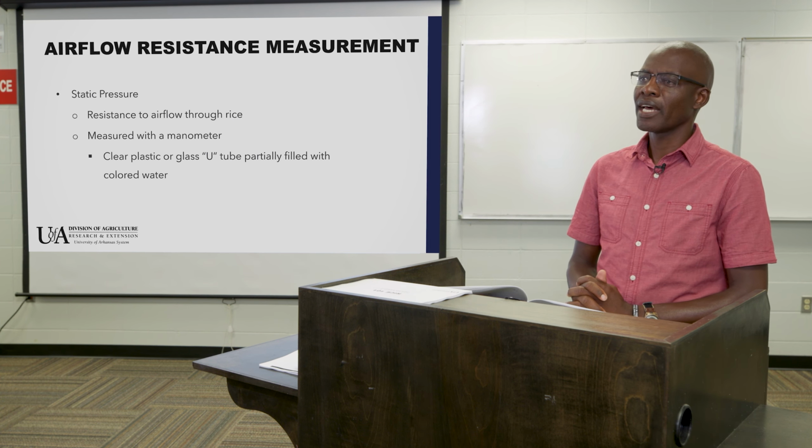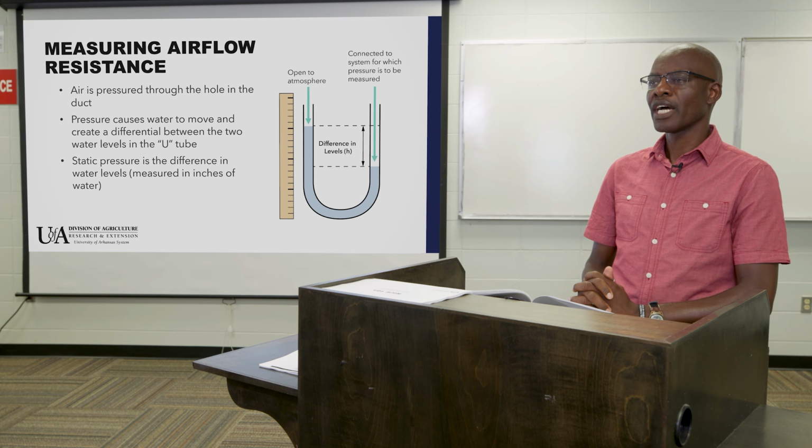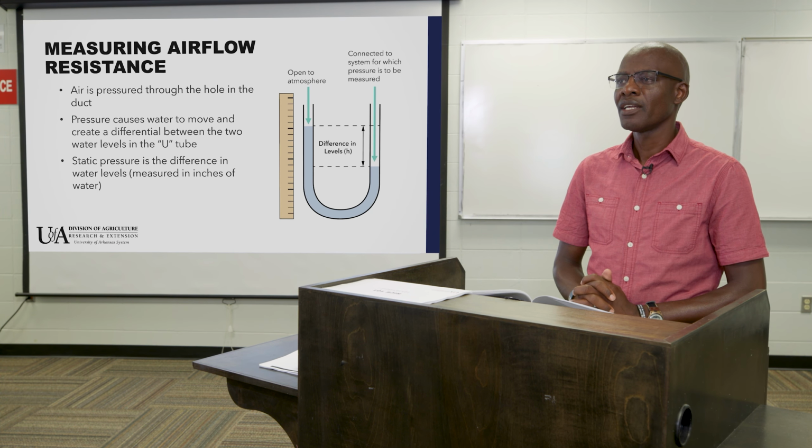which is basically the resistance of airflow through the rice, and it's measured using a manometer, which is a clear plastic or glass U-tube that is partially filled with colored water. This figure here kind of helps capture that graphically.